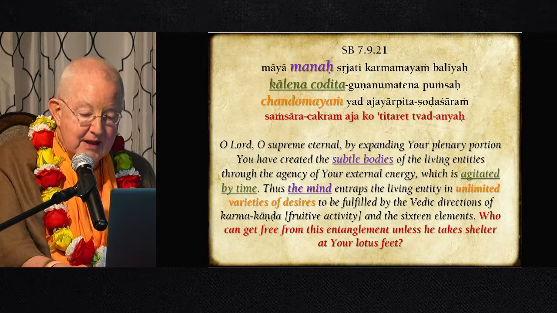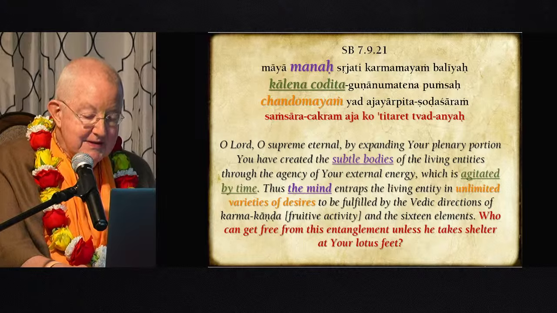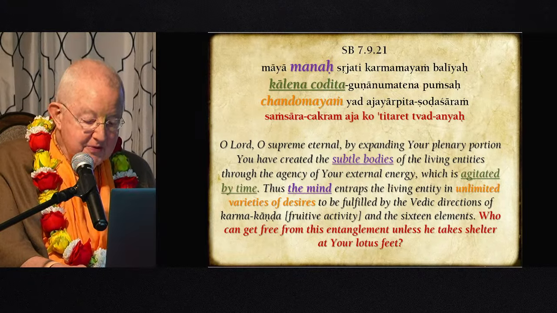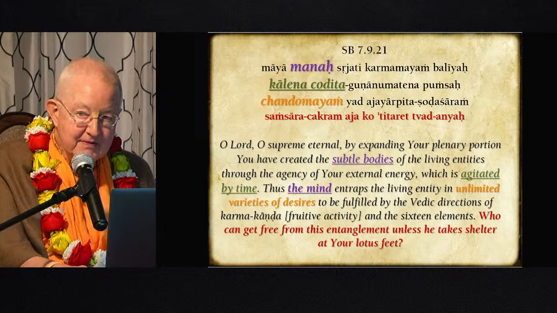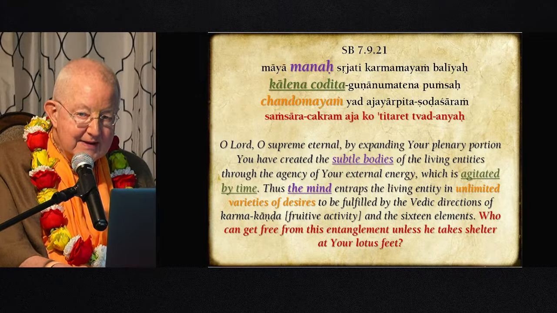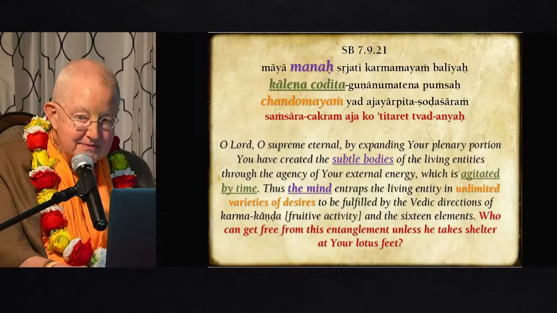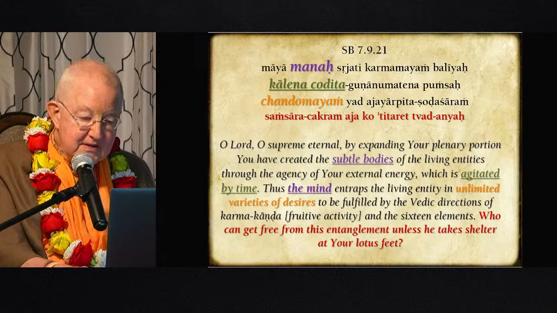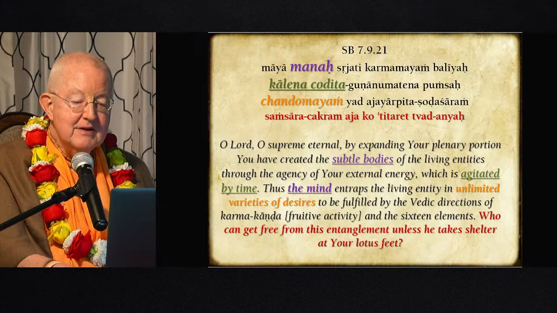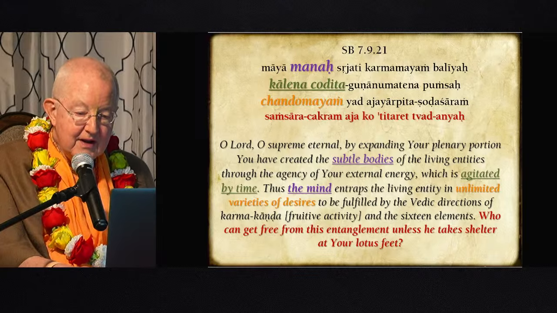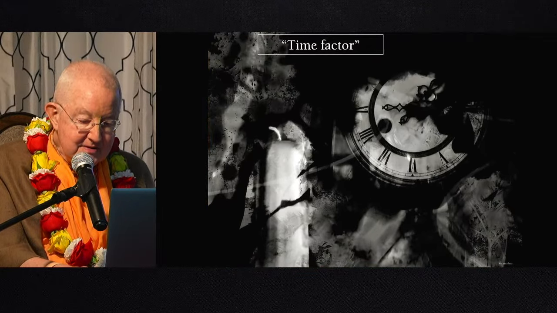And the 16 elements. Who can get free from this entanglement unless you take shelter of your lotus feet? So it's the network of complexity in material life created by the Creator, and to get out of that entanglement, the devotee takes shelter at the lotus feet of Lord Vishnu. So you see the last line, samsara chakram aja ko tirtarat tvad anyaha. We'll hear something about these terms.